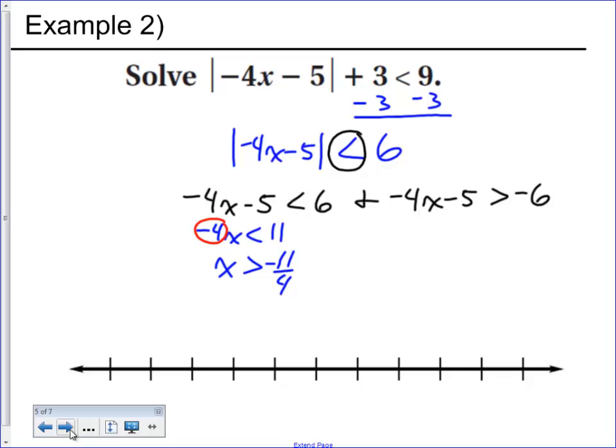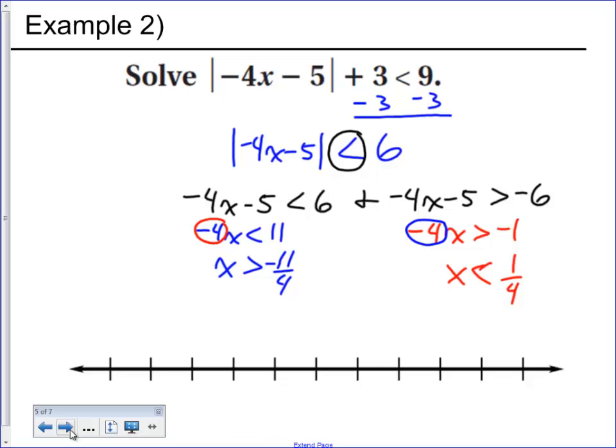Continue solving the other side. Negative 4x is going to be greater than negative 1. X is then going to be less than positive 1/4. Negative over negative is positive, 1/4 is 4, and again, we had to switch our sign because we ended up dividing by a negative on both sides.